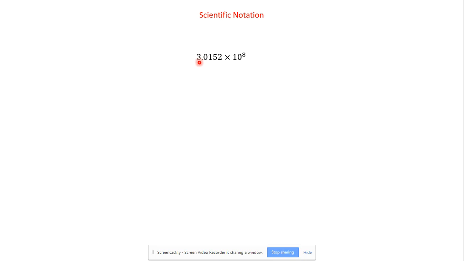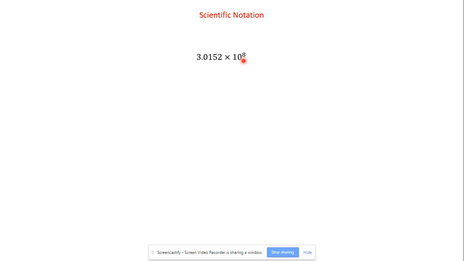It needs to have one digit and then a decimal point. That one digit needs to be between 1 and 9. So it would be 1 point, 2 point, 3 point, 4 point, 5 point, 6 point, 7 point, 8 point, or 9 point. If you have 0 point something, you need to move your decimal place over. If you have 10 point something, you need to move your decimal place over. And then it has times 10 to the number. That's how many places you move your decimal point.